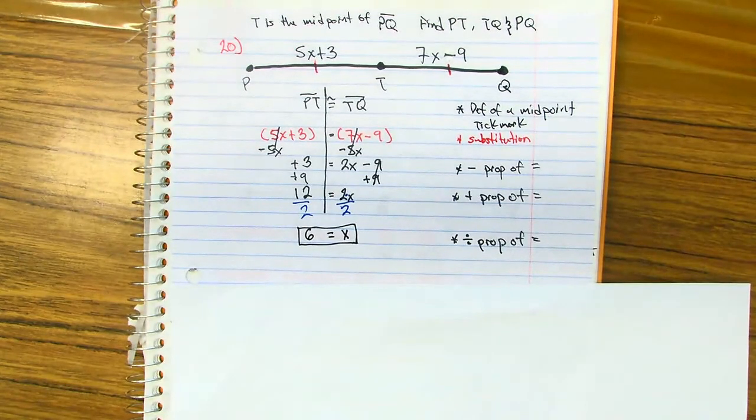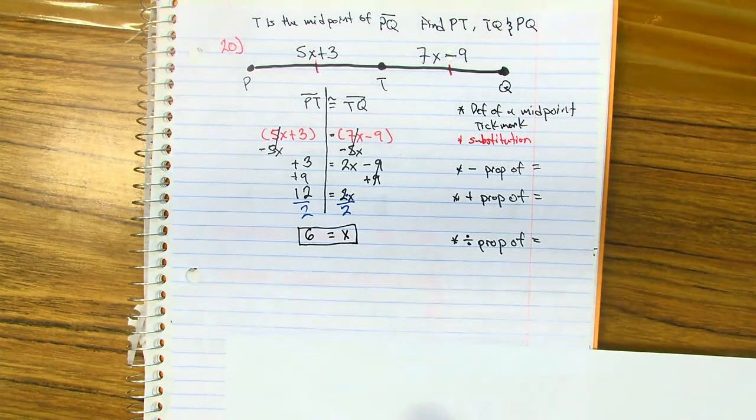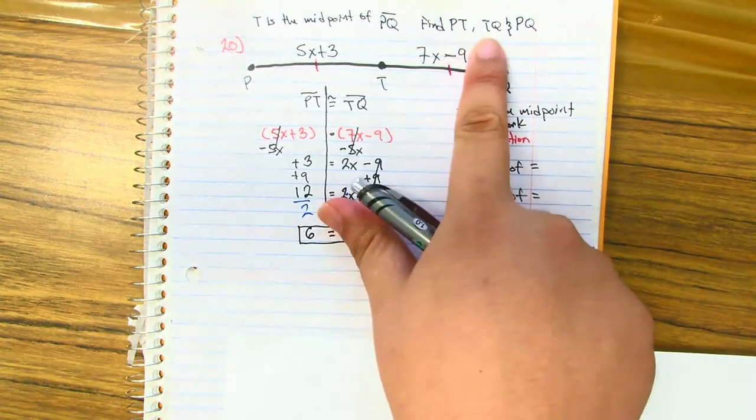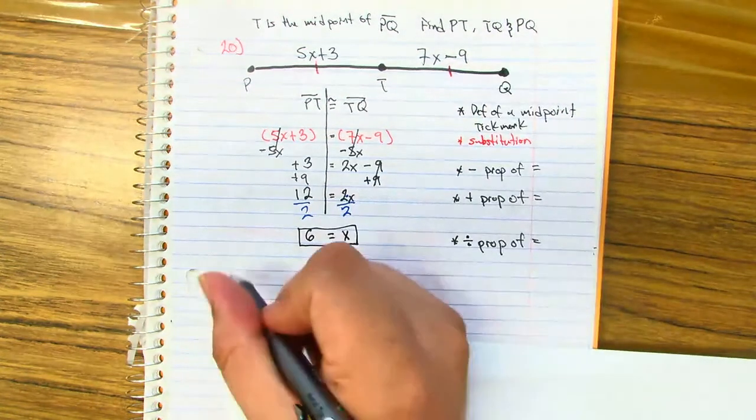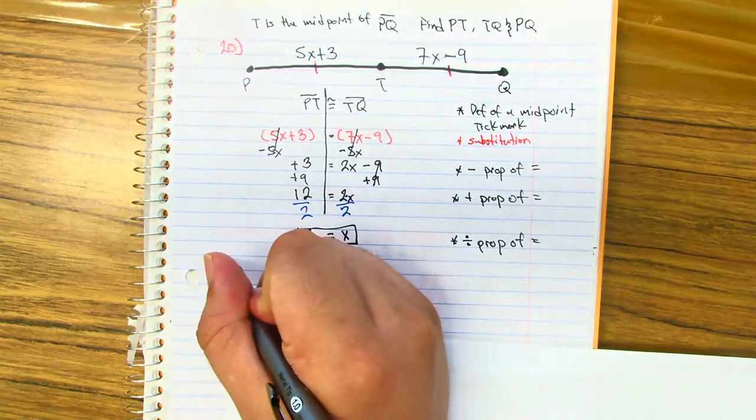Are we done? Is the question. You should always tell yourself no, because what's the question really asking us? We're trying to find the value of PT, TQ, and PQ, right? So how do we do that? I'm going to show you the long way first.